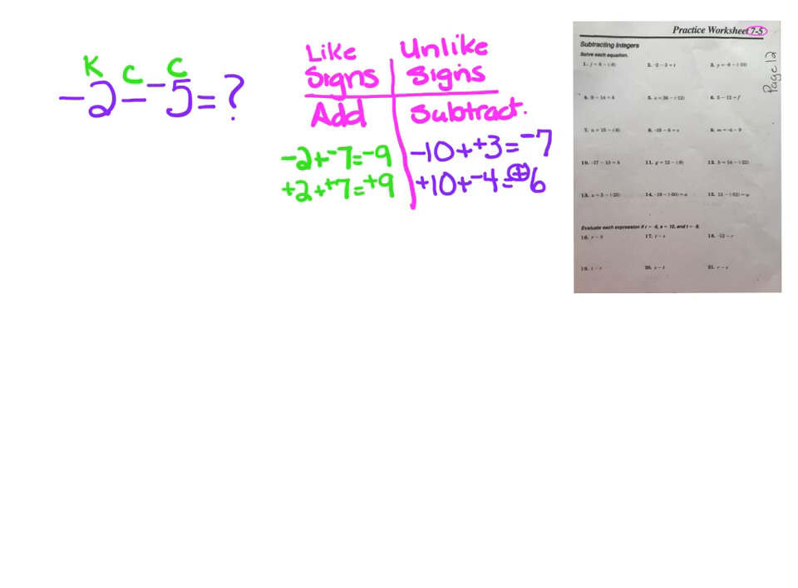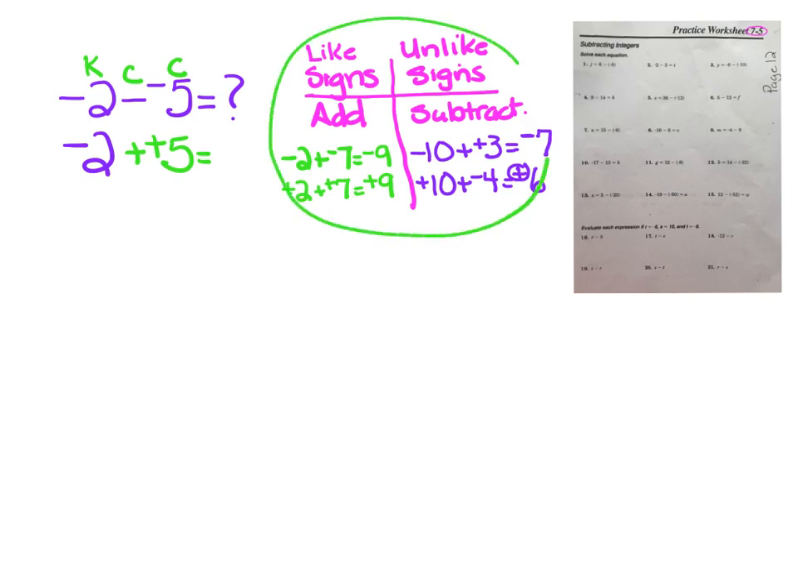The -2 is going to stay the same. However, this becomes plus and the -5 becomes a +5. Now that it's written as an addition problem, we're going to use the rules for addition in order to figure out the answer to this equation. Because they're different signs, you're going to subtract. You should get a +3, which of course is the answer to the subtraction problem, +3. Let's try another one.